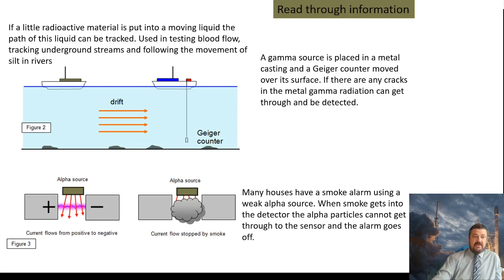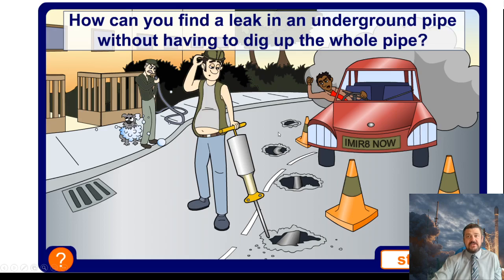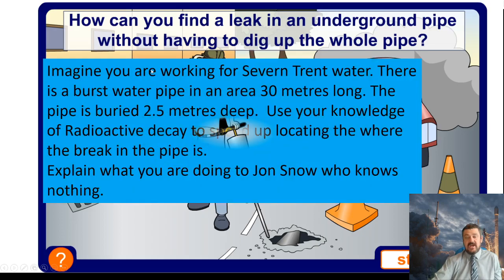And again, we've got another explanation there of our smoke alarms. So all 3 can be used in industry really effectively. So your final task is to choose one of these, or you can choose this one. How can you find a leak in an underground pipe without having to dig up the whole pipe? We have water pipes absolutely everywhere, all over the country, because this is what supplies the water to your house. If you've got a leak in one, you don't know where, how can you find it?